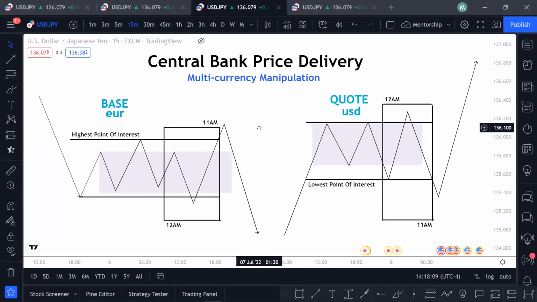Here, what do I have? I have the central bank price delivery. We are going to start with the multi-currency manipulation. Then we look at the other things, but once was central bank price delivery. There are so many things we're going to talk about.